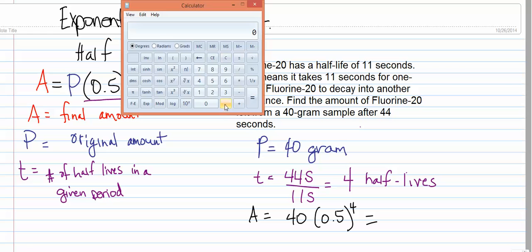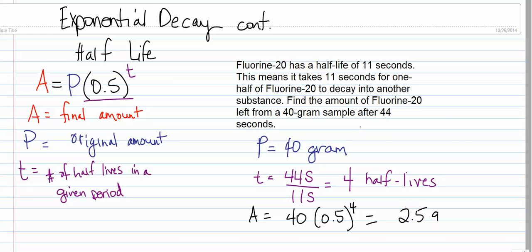So, 1/2 raised to the 4th power is 625 ten-thousandths. And we're going to multiply that by 40. And we'll find out that there will only be 2.5 grams of fluorine 20 after 44 seconds. So 2.5 grams.